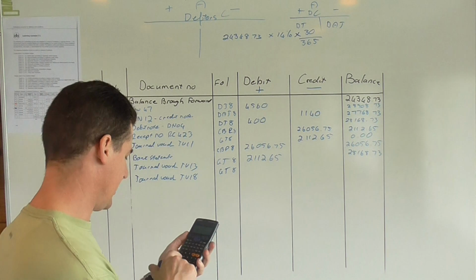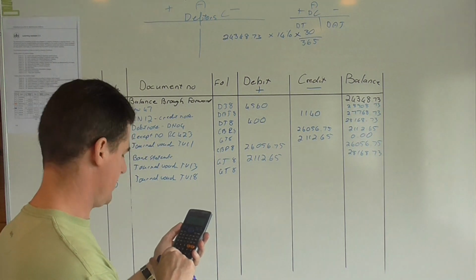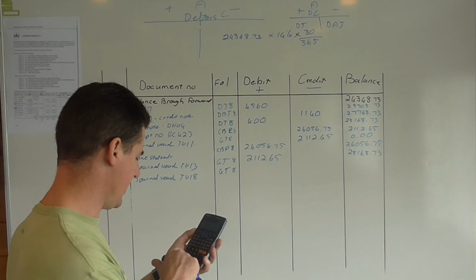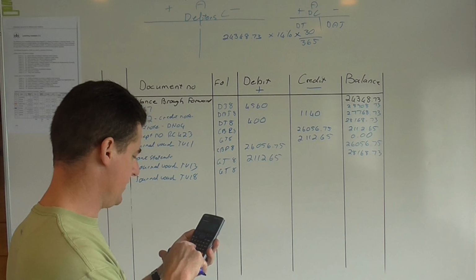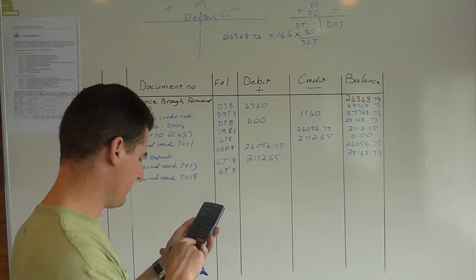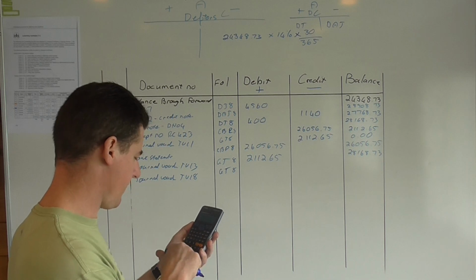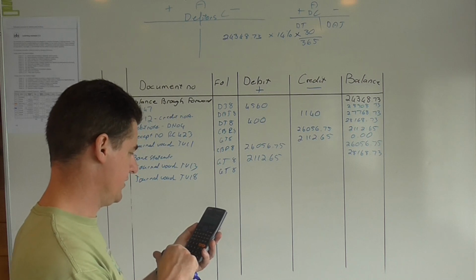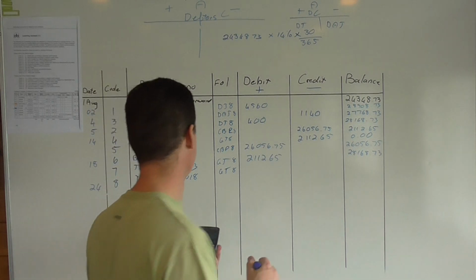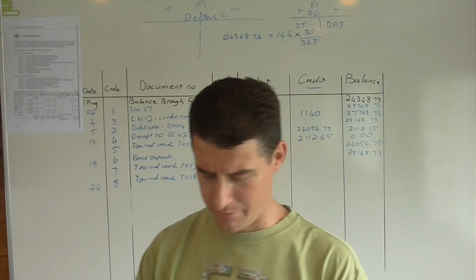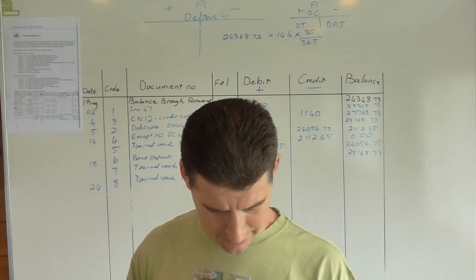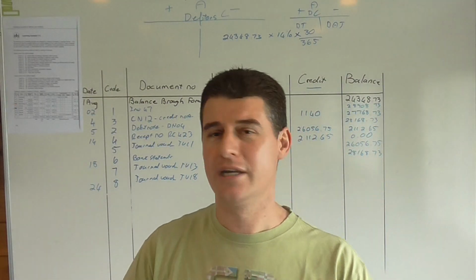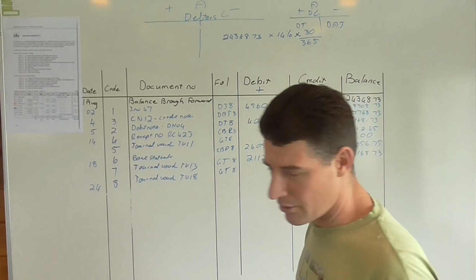So let's quickly do this calculation. It's 24348.73 multiplied by 14% multiplied by 30 over 365. And that gives you a total of 280.18. So in other words, we're charging him interest, so our debtors are increasing with 280.18.